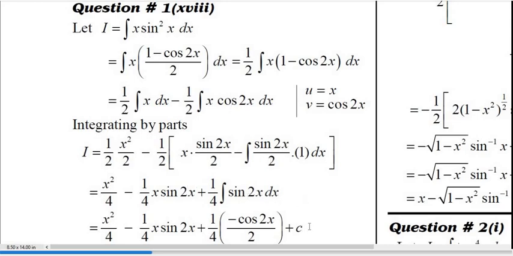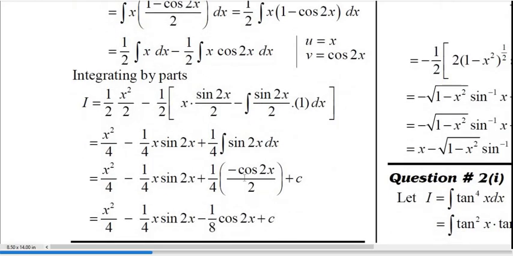And we know that the integration of sin 2x is minus cos 2x divided by 2. This 2 multiplied by 4 we get 8. These all terms are as it is.